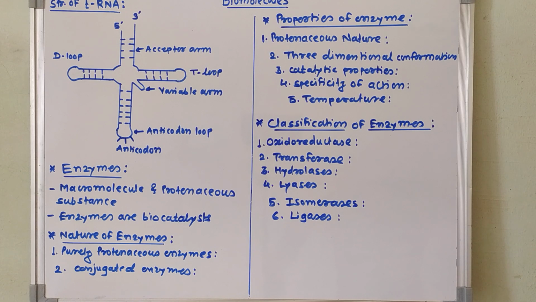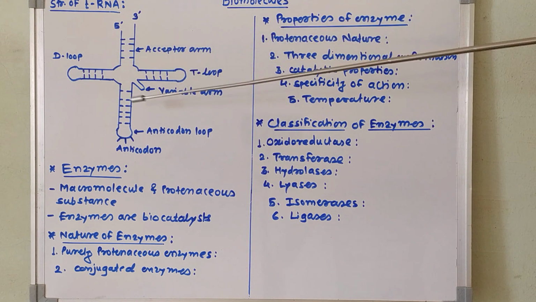It forms 70 to 80 nucleotides. Here we studied the clover leaf-like structure of tRNA. In the clover leaf-like structure of tRNA, it has 4 arms. These are the 4 arms.